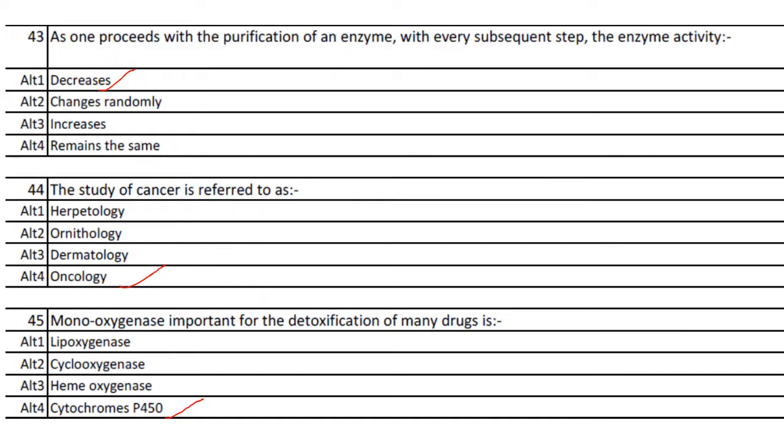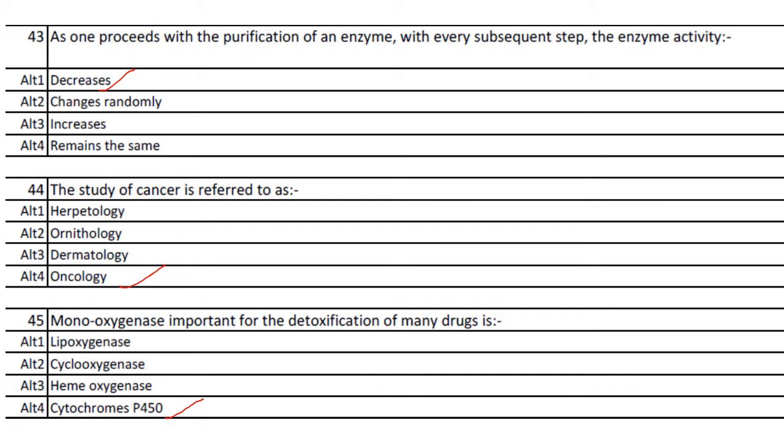Then next one. As one proceeds with the purification of an enzyme with every subsequent step, the enzyme activity. So total activity is the total number of enzyme activity units recovered at each step and present in the sample from that step. It will usually decrease during purification. So total activity will decrease during enzyme purification.